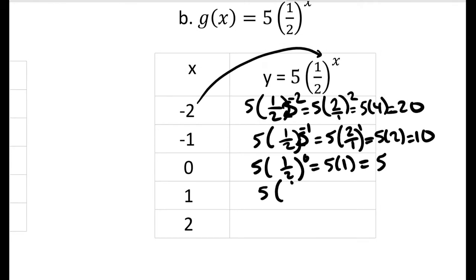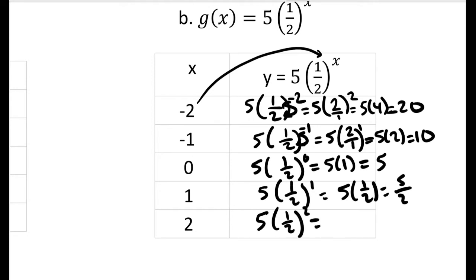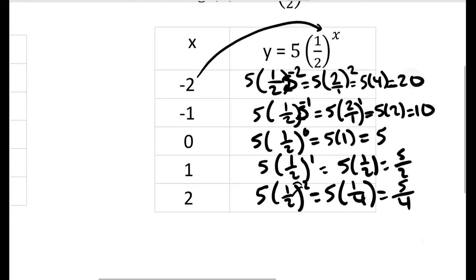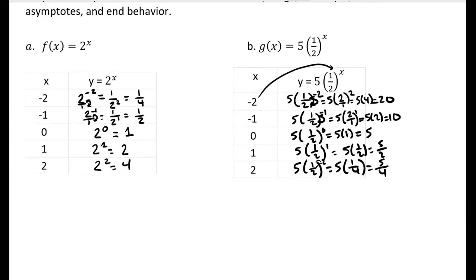Now we're going to do 5 times 1/2 to the first power. 1/2 to the first power is 1/2. So we have 5 times 1/2, which is 5 halves. And lastly, we have 5 times 1/2 to the second power. 1/2 to the second power is 1/2 times 1/2, which is 1/4. Or you can just distribute the 2 here and here, and then 2 squared is 4, and 1 squared is 1. And then 5 times 1/4 is 5 over 4. Alright, so those are going to be our values.